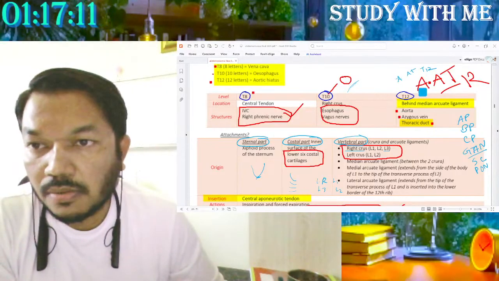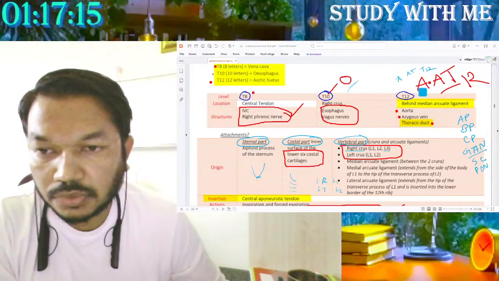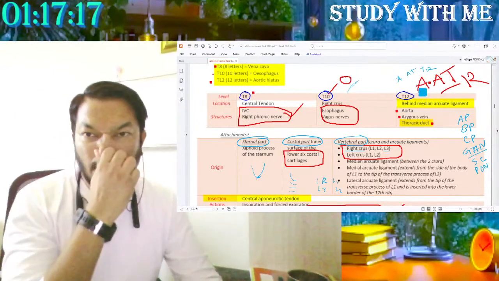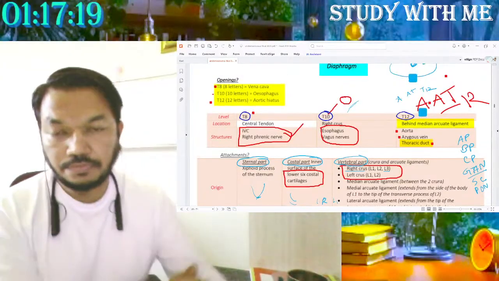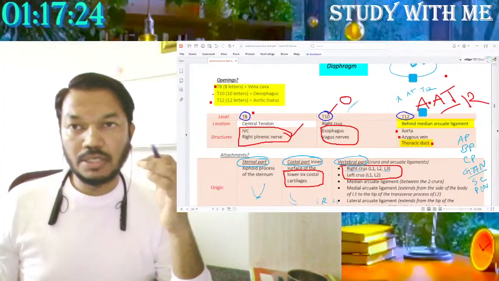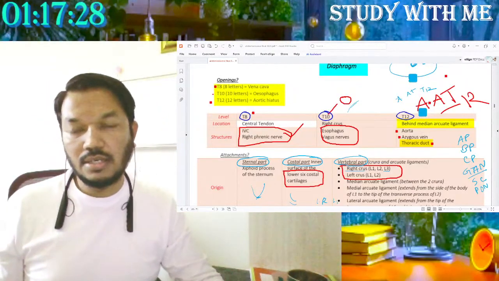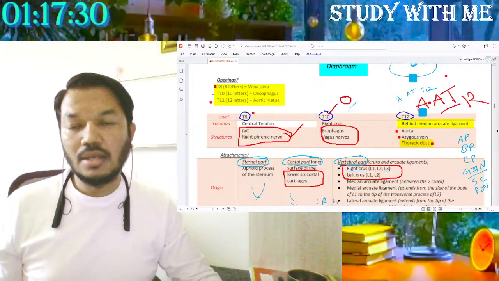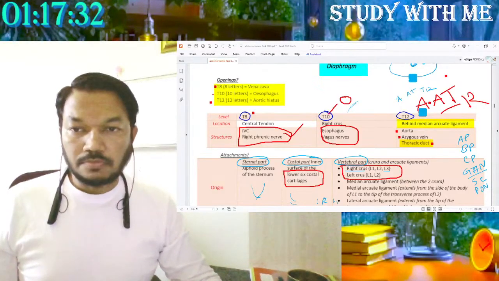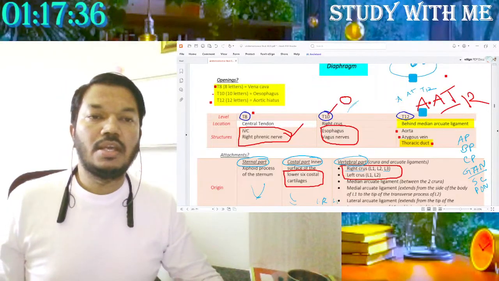This part is important. From the diaphragm, every time there will be some question. So what we need to remember: the diaphragm has three openings at levels 8, 10, 12. 8 is the vena cava, 10 is the esophagus, and 12 is the aorta.